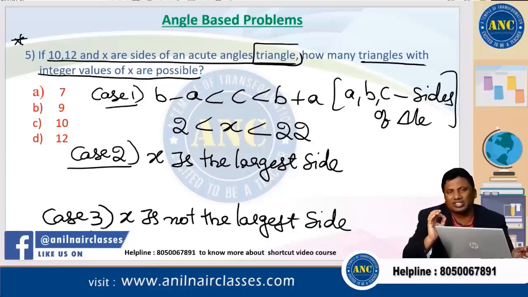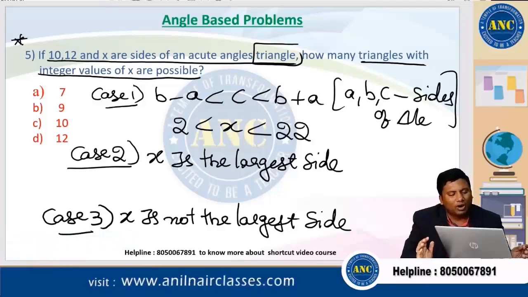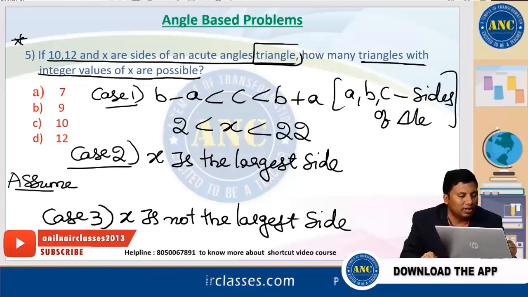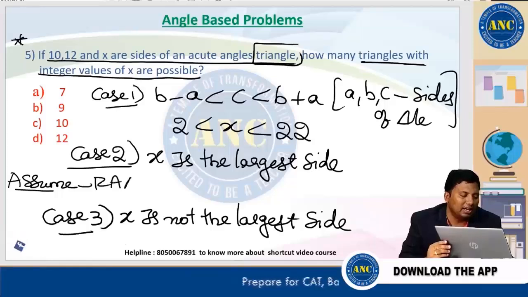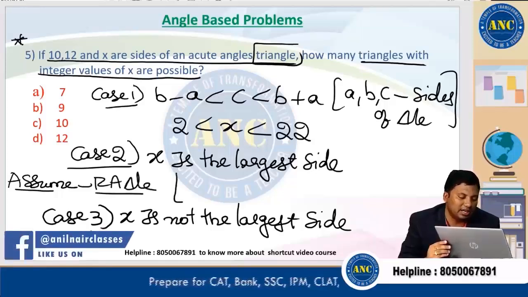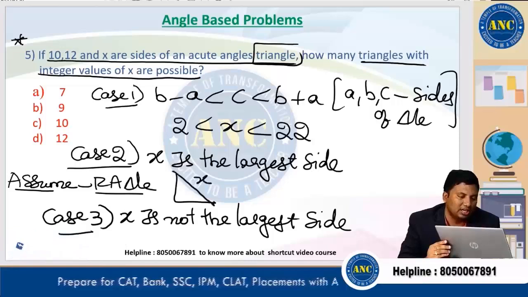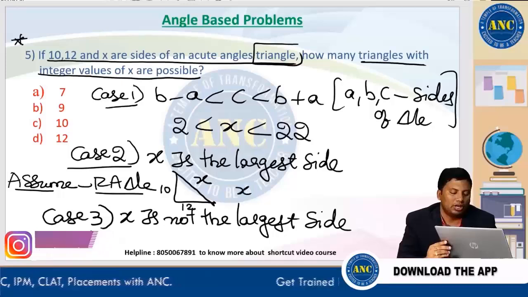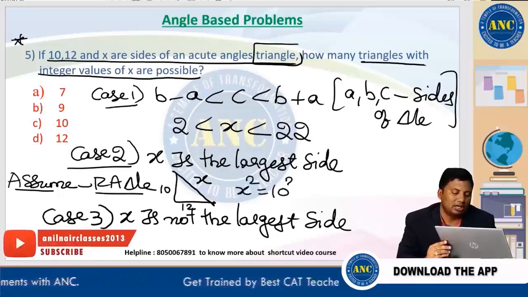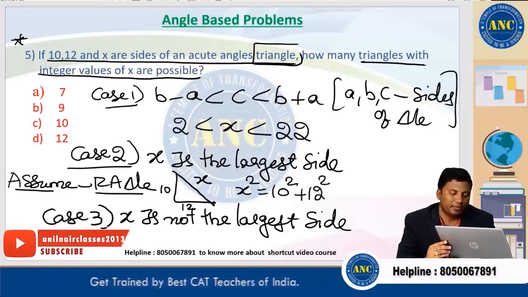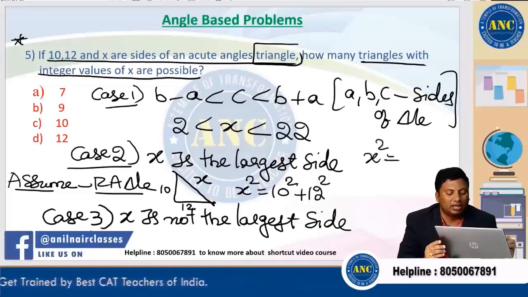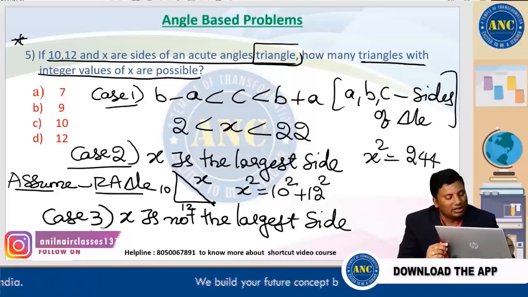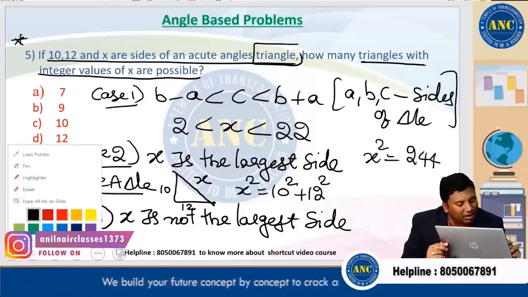To make our question easy to solve, what I will do is assume a right angle triangle. If I assume it as a right angled triangle, x is the largest side, this will become x and it is 10 and it is 12. So x square is nothing but 10 square plus 12 square. X square is nothing but 100 plus 144. X square is 244. This is something which I said at the beginning of the class.